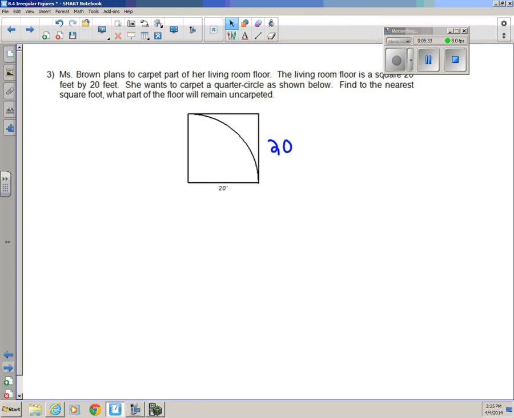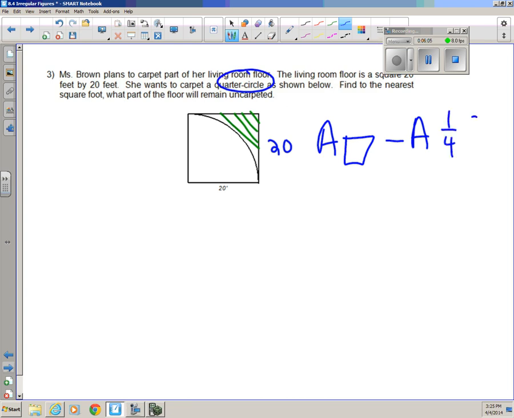Well, hopefully you realize the part that's not carpeted is going to be this kind of triangular looking region. It's not a triangle though, okay? So to figure out what's not carpeted, you're going to find out what the whole floor plan is going to be. You're going to find out what the quarter of the circle is going to be, and then you're going to subtract again. So the idea is if we know the area of the square and we subtract from it the area of a quarter of your circle, that's going to be the area that's not carpeted.